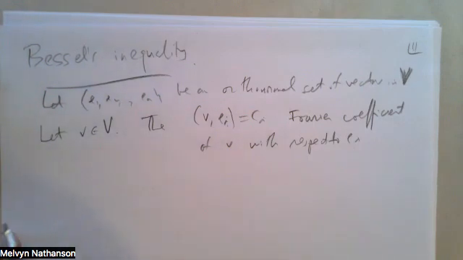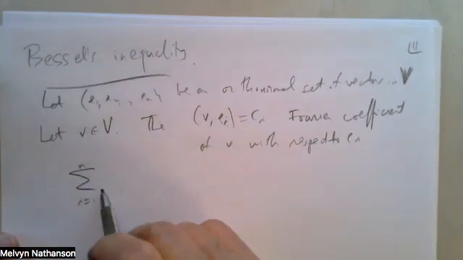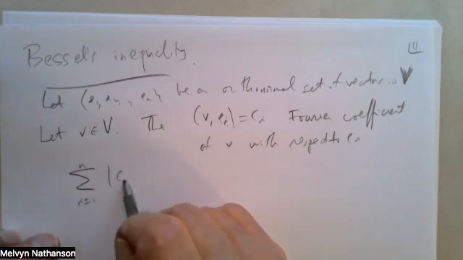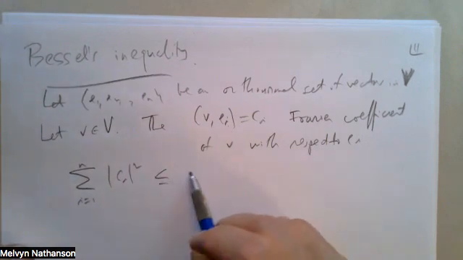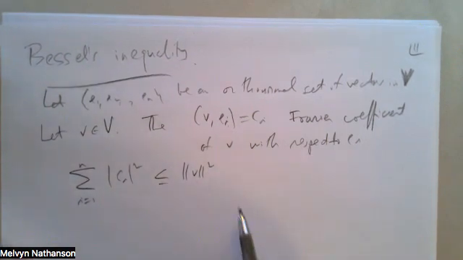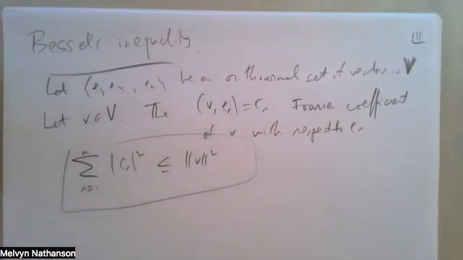And Bessel's inequality says if you take the sum, i going from 1 up to n, of the squares of the Fourier coefficients, that's always bounded above by the length of the vector v squared. So this is Bessel's inequality. And the proof is a calculation. Maybe it's a little bit long. So, proof.